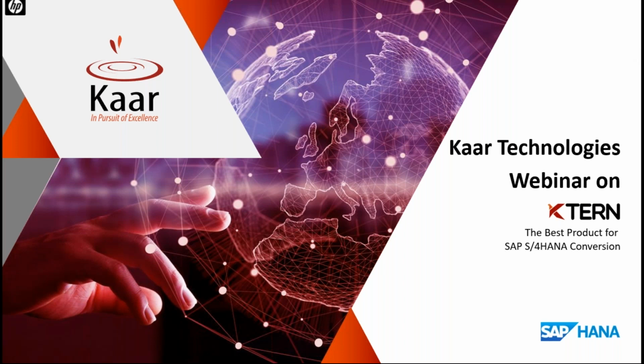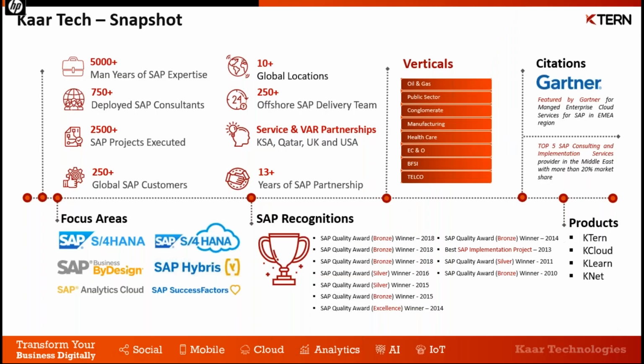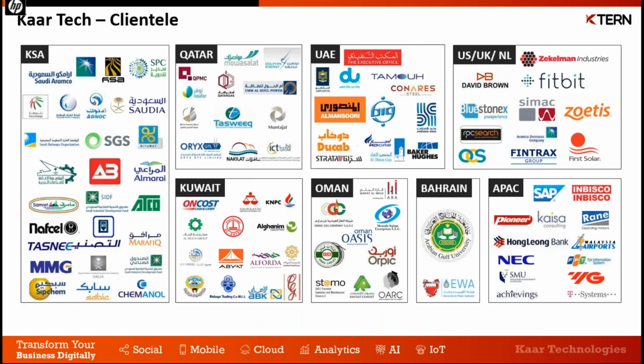KTech is a pure-play SAP partner with 13 plus years of SAP expertise, and we have been involved in 1,500 plus SAP projects for more than 250 happy customers across the globe. Our clientele includes customers across US, UK, and Netherlands in the West, and across Qatar, UAE, Saudi Arabia, Kuwait, and Oman in the Middle East.